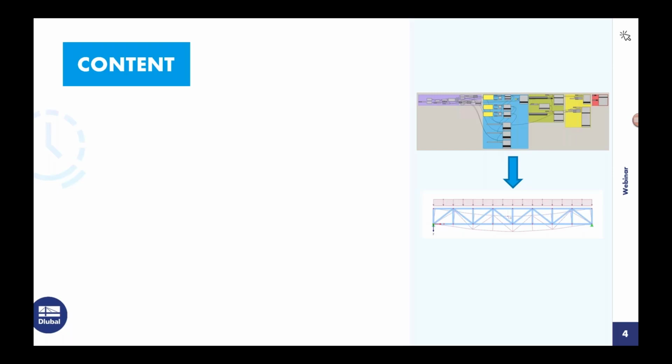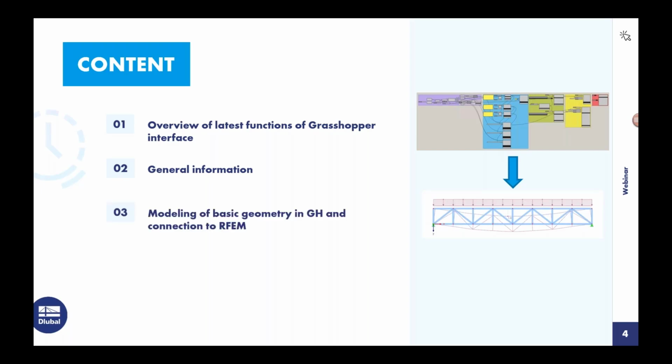Let's have a look at the schedule for today. First, I'd like to start with an update on the latest implementations we developed for the Grasshopper interface. Then I'd like to show some basic information about the installation and the interface itself. After that, we create a basic geometry in Grasshopper and define all necessary model and load data and export it to RFEM.